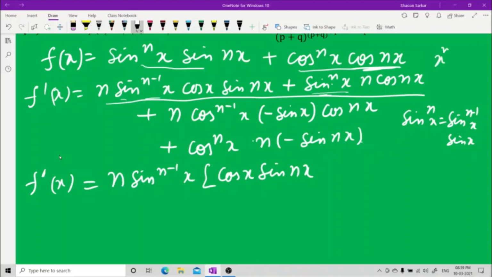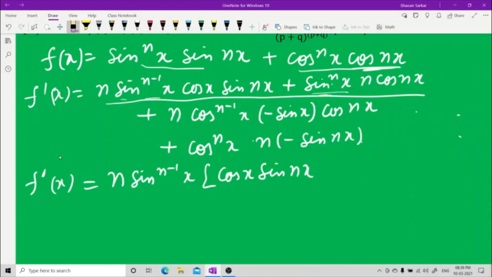देखो x to the power of n को you can write x to the power of n minus 1 into x. That's what it is, like that. Sin^n x is sin^(n-1) x sin x, like this. You break it into this format.